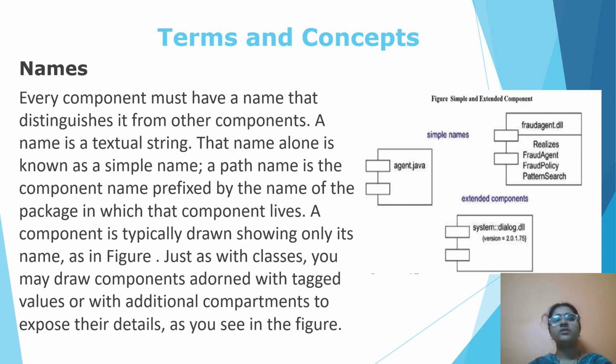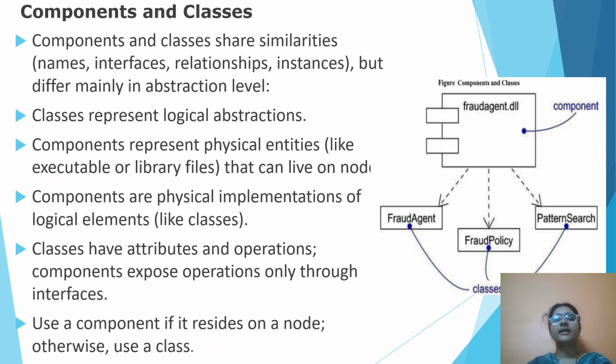Terms and concepts. Every component in UML modeling has certain key characteristics. Names. Each component must have a unique name to distinguish it from another. A simple name refers only to the component's name, while a path name includes the package name and hierarchy. In a diagram, components can include tagged values or additional compartments showing version, author, or other details. This naming helps in organizing and identifying components easily in large scale systems.